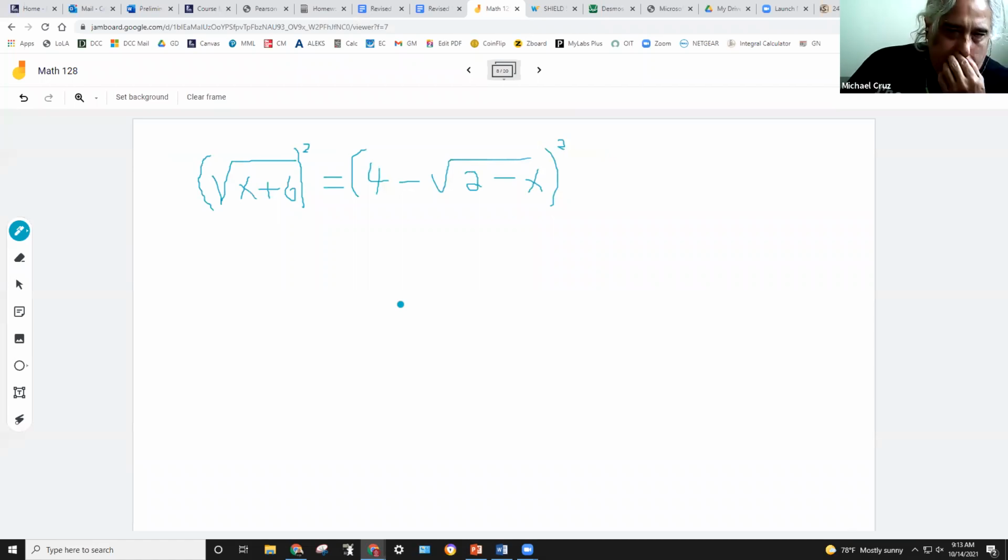In 097, if you had that, you worked a little bit with radical equations, but the problem being there, you didn't have any quite like this where you have to do them twice.